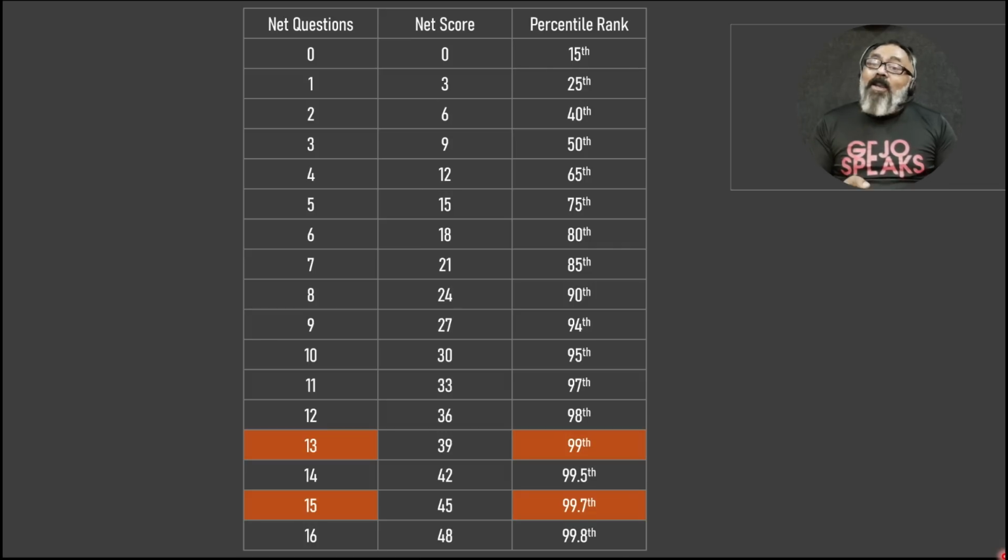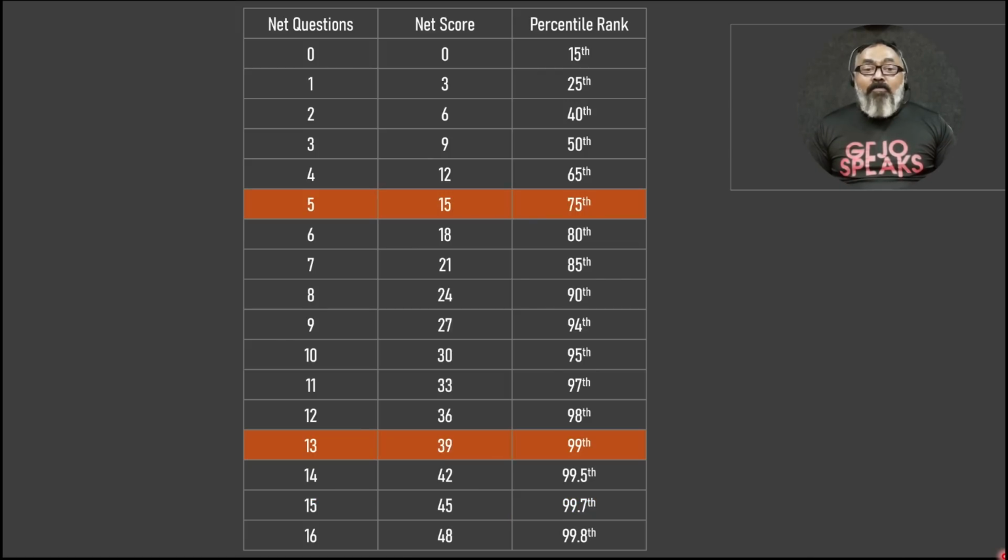Percentile rank is very confusing and very misleading. Focus on net questions and understand that you will have fluctuations in score. You have fluctuations. It is just that sometimes the fluctuations look like this, from 15 marks to 39 marks, and you're wondering what just happened.